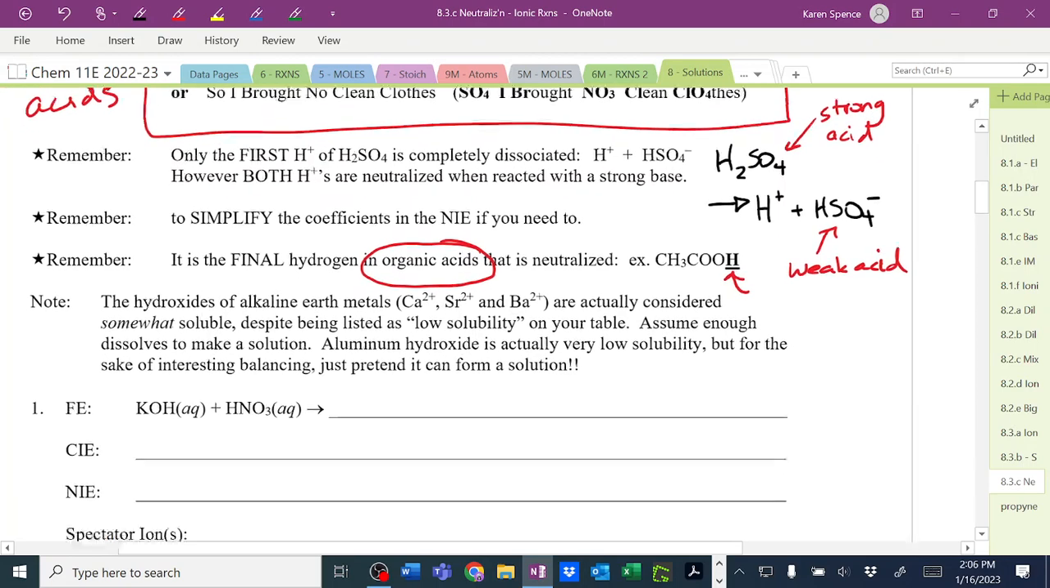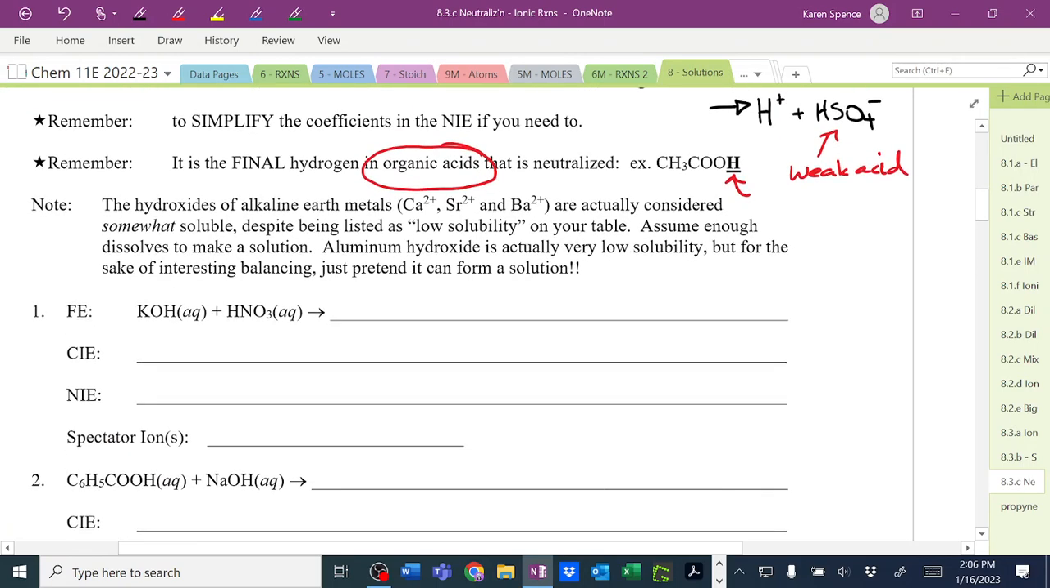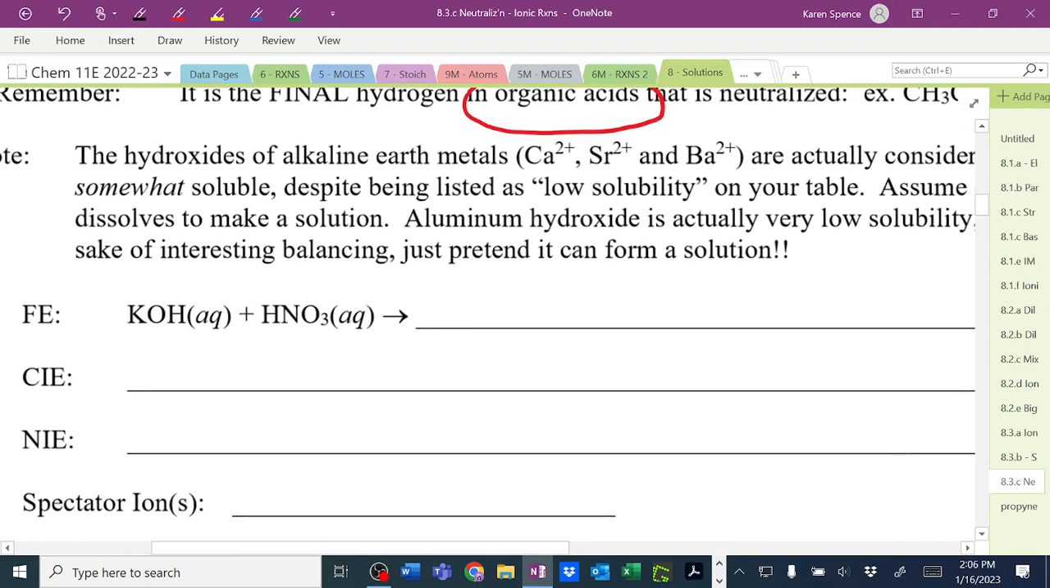All right, so let's try a couple of these together. Here we have KOH plus HNO3. And so we need to take our outside ions, which is going to give me K plus and NO3 minus. So I will get K NO3.